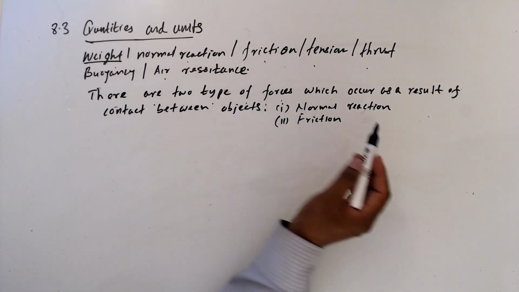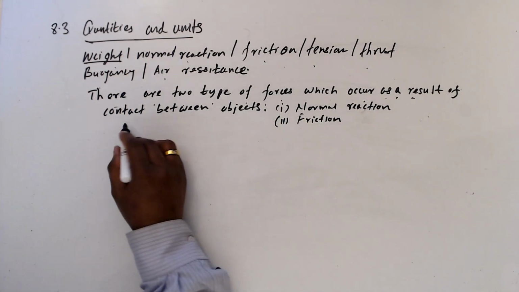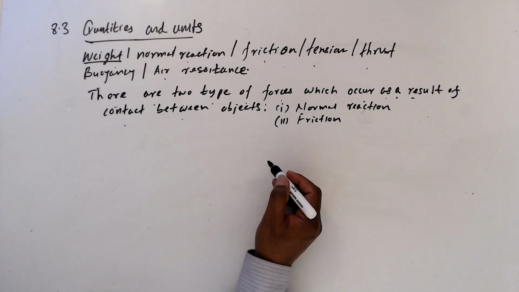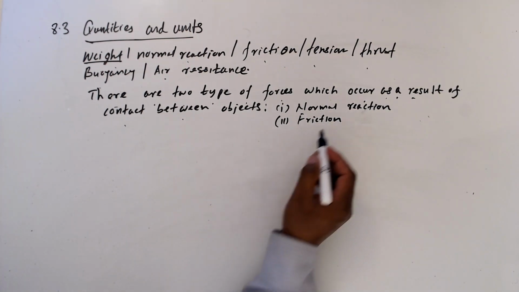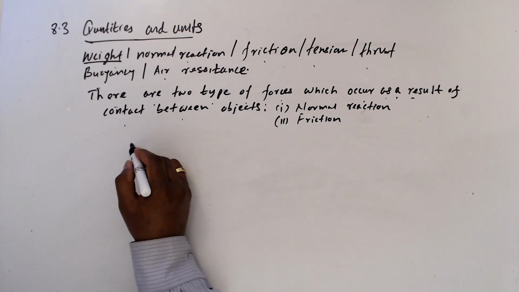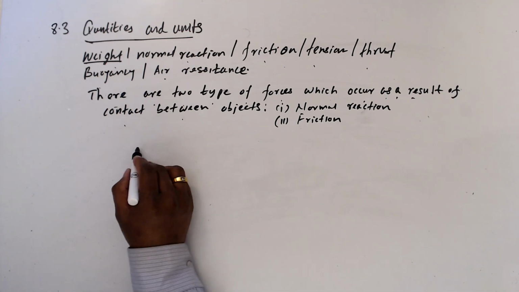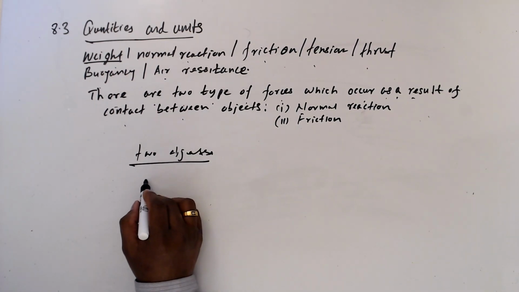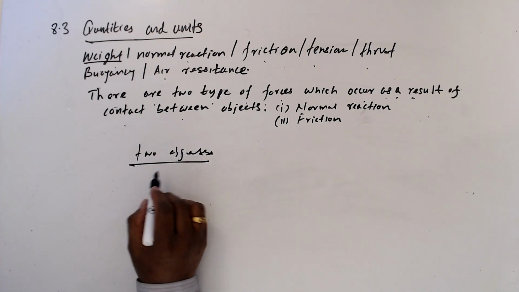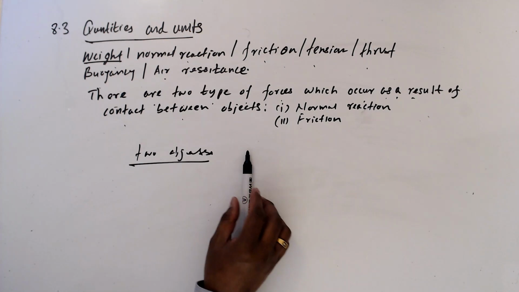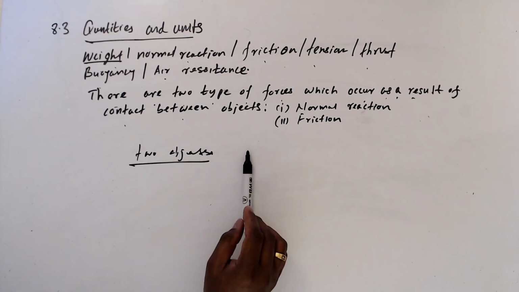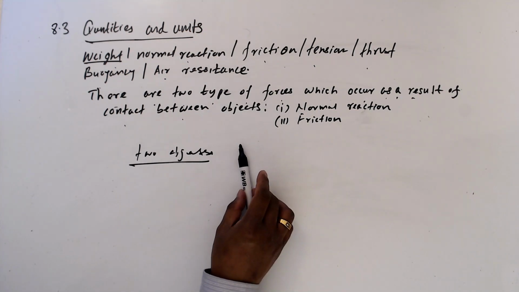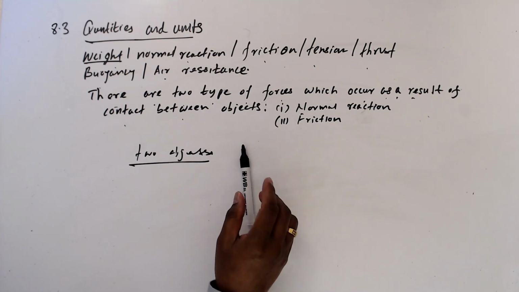There are two types of forces which occur as a result of contact between objects. One is normal reaction and the other one is friction. To have normal reaction, there are two requirements. One, there should be two objects, and those two objects have to be in contact with each other. For example, if I keep this pen on the table, yes, two objects. When I keep this one, yes, it touches. Then there should be a normal force.